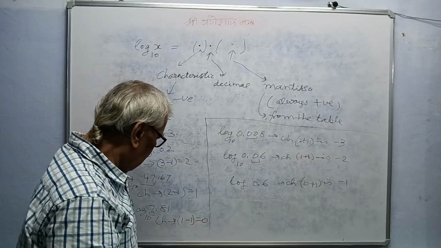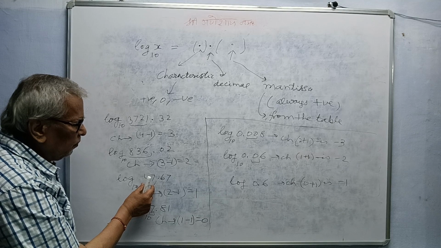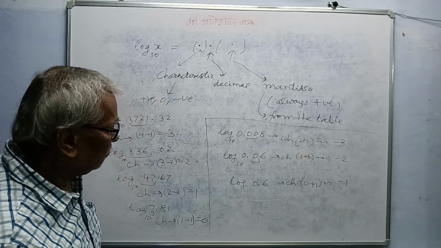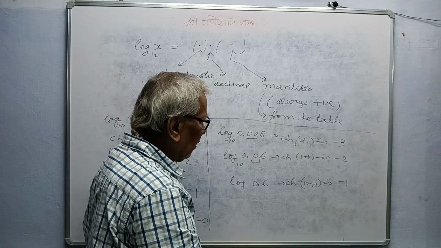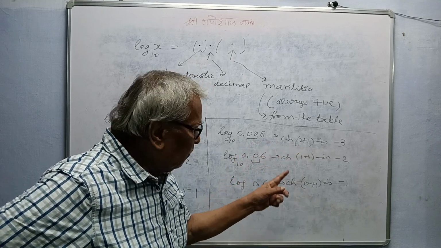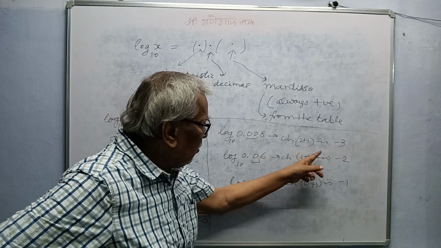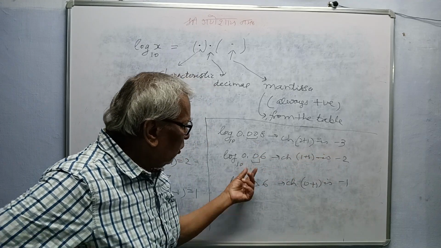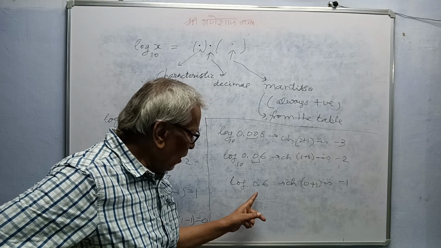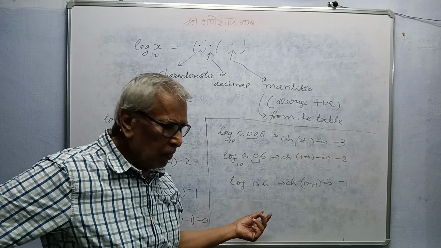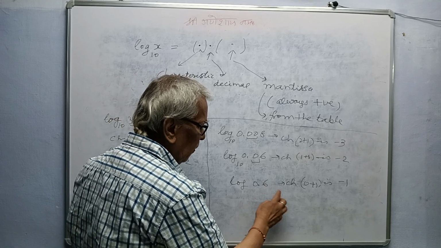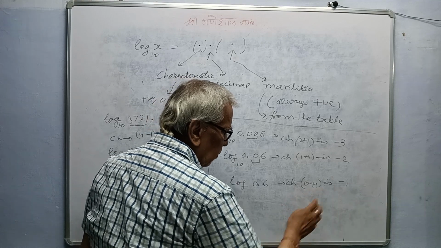So simply by subtracting 1, we can calculate the characteristic of any number. Here 0.008. There are 2 zeros here, so 2 plus 1, here we will have to add 1. So 3. So this characteristic will be minus 3. Here there is only 1 zero. Number of zeros is 1, so 1 plus 1, so the characteristic is minus 2. Here there is no zero. Number of zeros between the decimal point and the non-zero number is 0, so 0 plus 1, so it's minus 1.